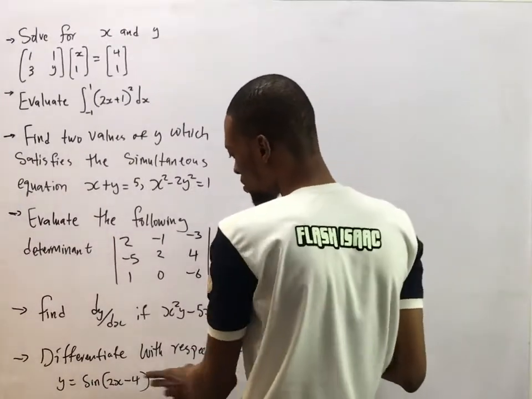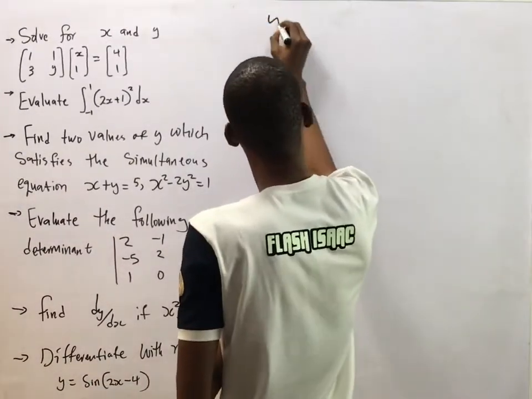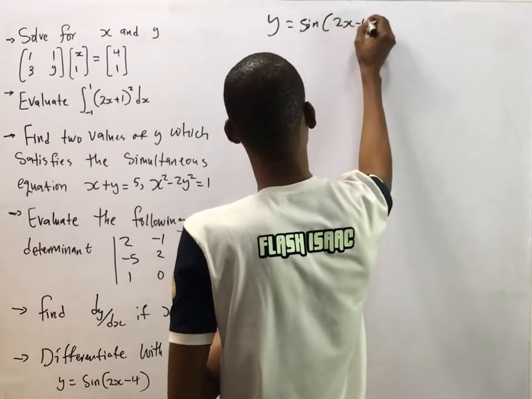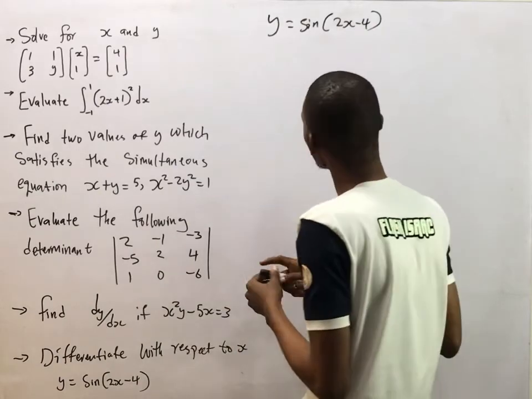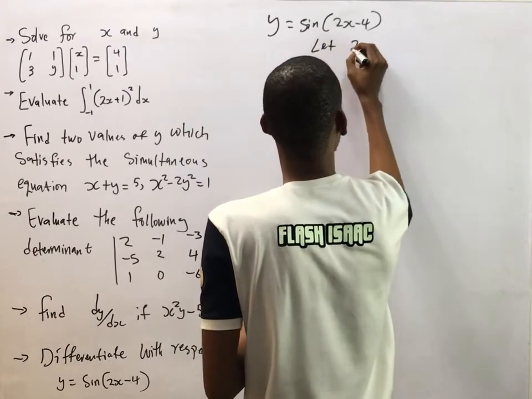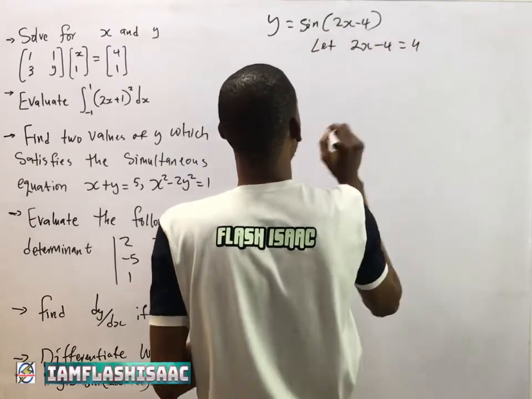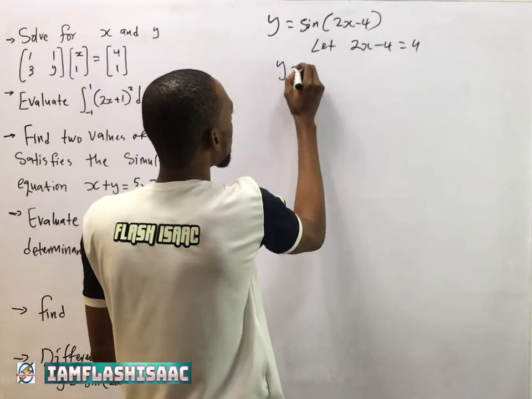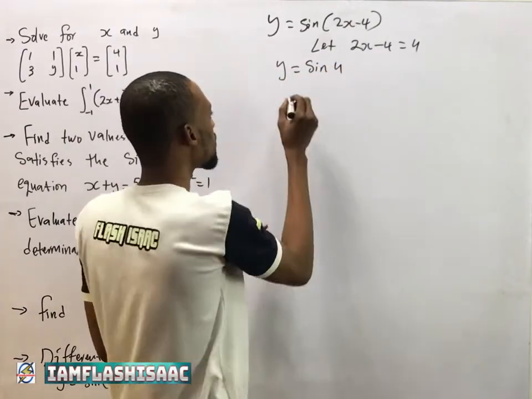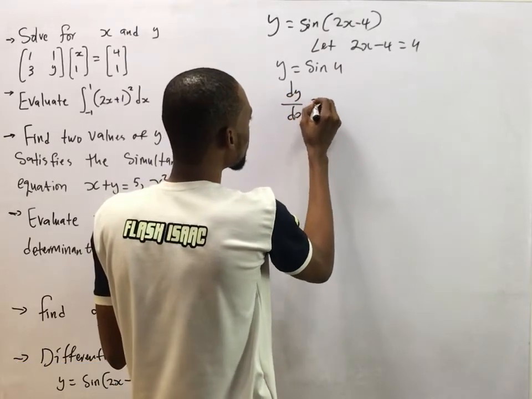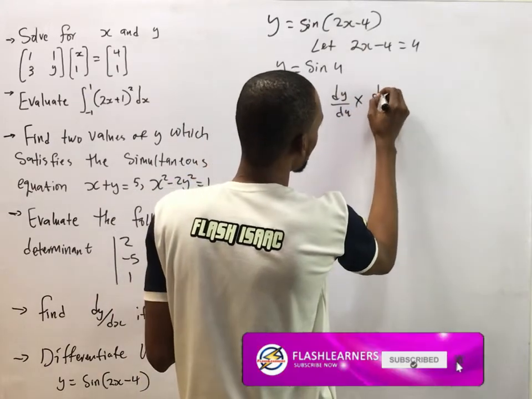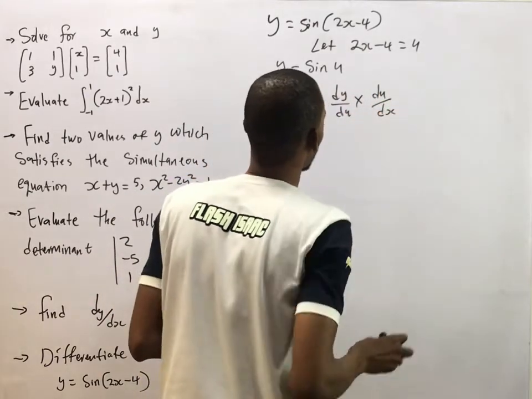So differentiate with respect to s, y is equals sine 2s minus 4. So to solve this, we solve it as a product. Let 2s minus 4 be u. So in this case, we have y is equals sine u. So there is this formula you can use, dy ds is equals dy over du times du over ds.